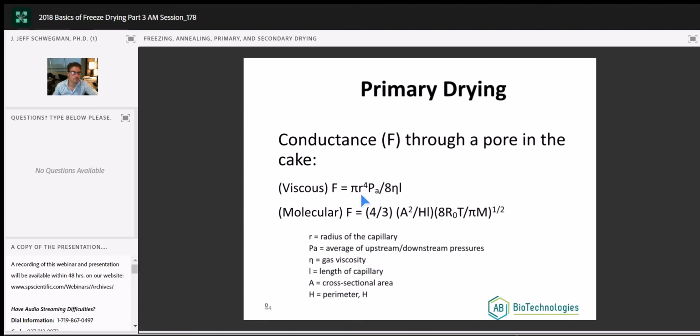it's the radius to the 4th power. So the size is huge and how easy it is. So the larger we go, incredibly, it just makes it much easier. Now what we'll notice, the length also plays a factor. So the larger the length, the longer the tube, the harder it is to get the water vapor out in viscous flow. Okay. So the engineers at SP, they're designing their freeze dryers.